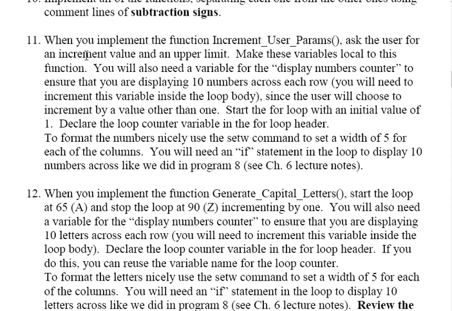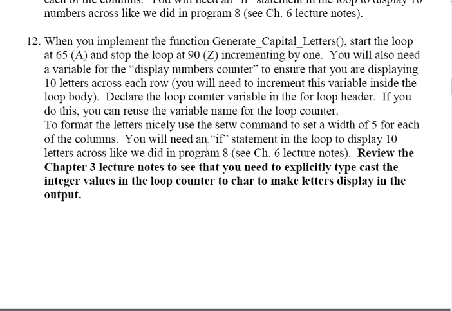All right, we're going to ask the user for an increment value and an upper limit. So we're going to count upwards, whatever the user wants to increment by, and whatever that upper limit is. And as I showed in the examples, you're going to need a counter that is not in the loop header, but a counter that allows us to display 10 numbers across each row. All right, make sure that you say for left parentheses int and the name of your loop counter variable. That's what we want to do. So that should be straightforward.